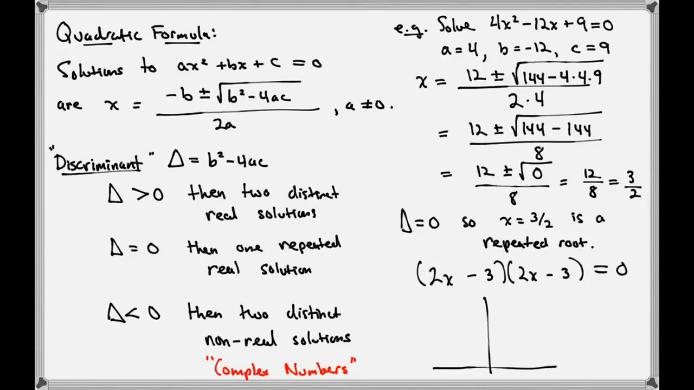Graphically, this means we only have one x-intercept, and that's because the vertex of the parabola is just touching the x-axis. So here's the graph of 4x squared minus 12x plus 9. My coefficient 4 is greater than 0. It's going to open up. My single real root corresponds to the vertex just touching the x-axis, and there's the graph of the function.